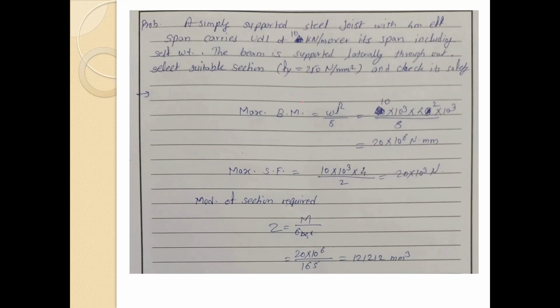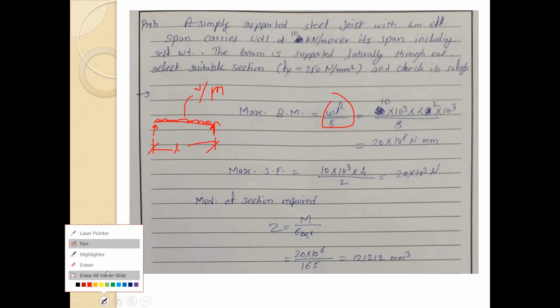So the maximum bending moment is WL square by 8, which is the case for this simply supported beam carrying the UDL. It is carrying this UDL, it has a span of L, and this is W per meter. So the formula we have is WL square by 8 for this case, and shear is WL by 2.